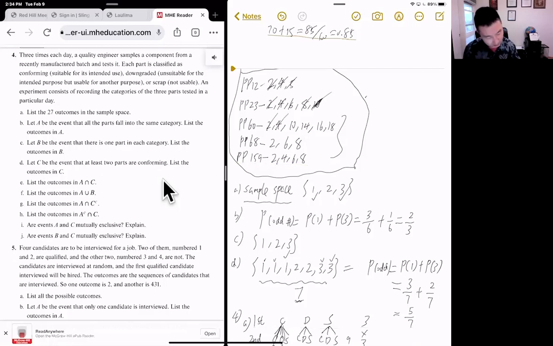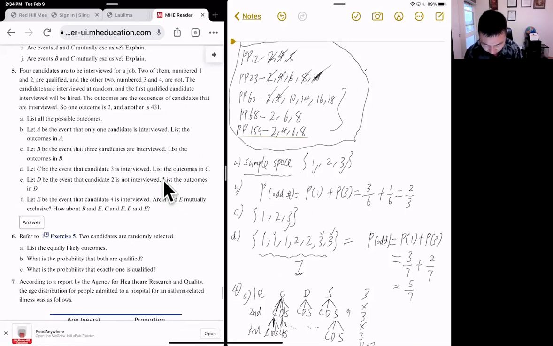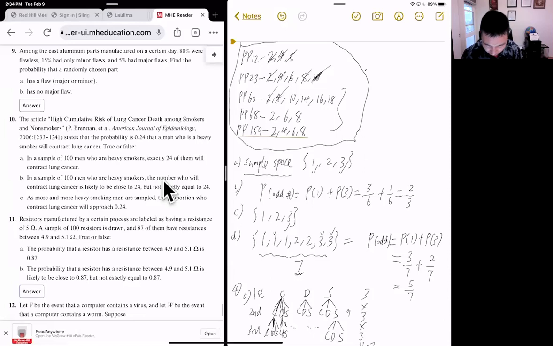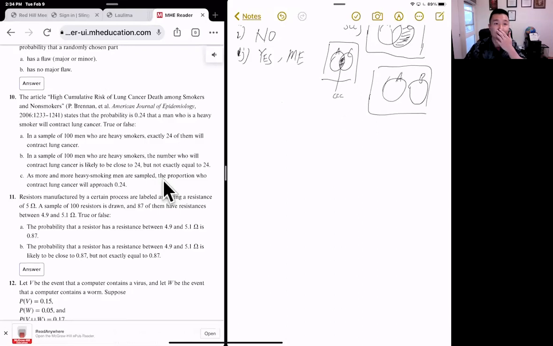Next one, question number 10. The article, High cumulative risk of lung cancer deaths among smokers and non-smokers, from certain journal papers, states that the probability is 24% that a man who is a heavy smoker will contract lung cancer. True or false?